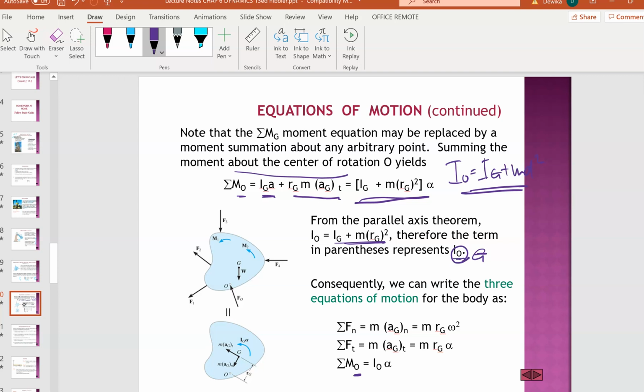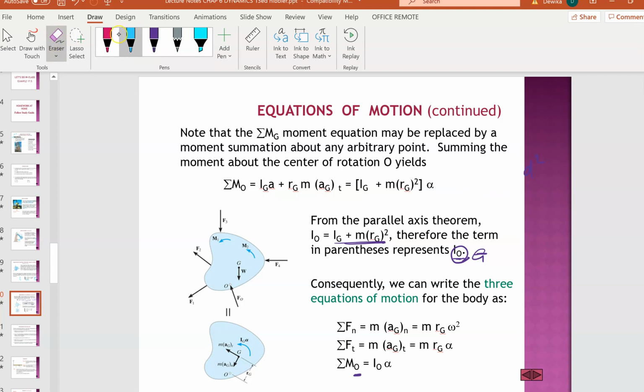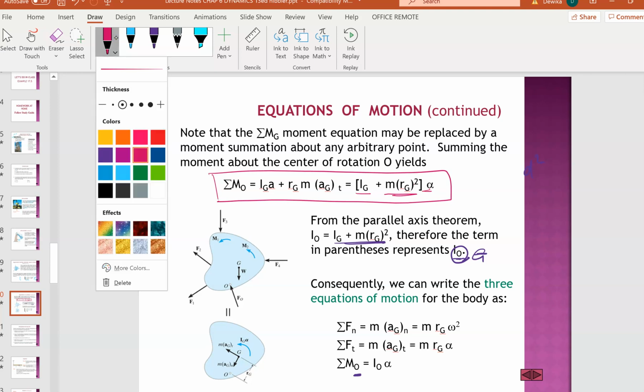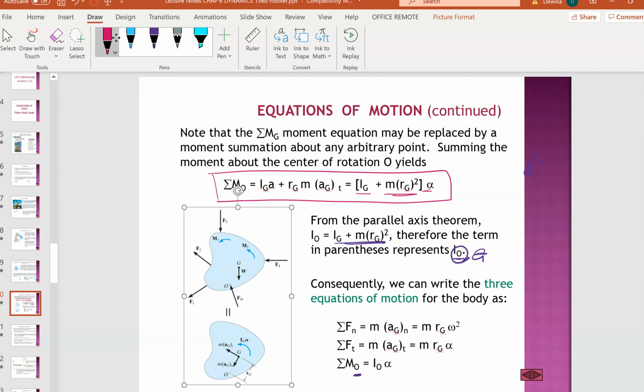So the equation is a bit altered, where you have to follow this equation for the moment. See this? It will be I_G plus m r squared, times alpha. So it's a bit shifted. Don't worry much about it. When we do the question, you will see.